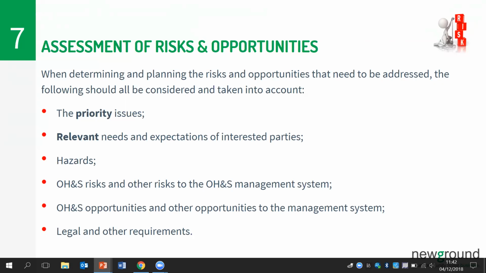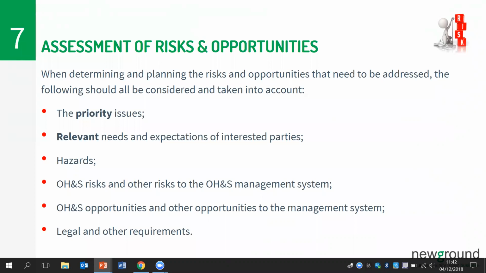your hazards, your occupational health and safety risks and your other risks to your management system, your occupational health and safety opportunities and your other opportunities to your management system, and your legal and other requirements. So these are all the potential sources of risk, and the focus should be on that which is most likely to occur or which would have the most significant impact. For opportunities, the focus should be on those that can realistically be acted upon and can most improve performance.